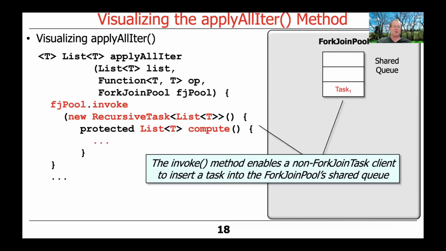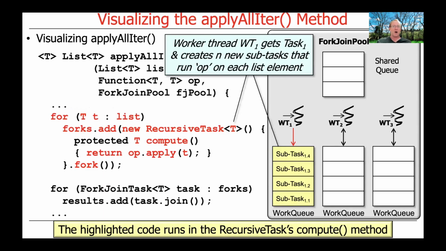So the first thing that happens is we call fj pool invoke, creating a new recursive task. Remember, this is from the non-fork join task client's perspective. It inserts this anonymous recursive task into the fork join pool's shared queue. So now it's in the queue. And then we go into the compute method.